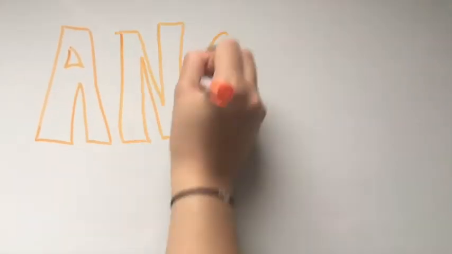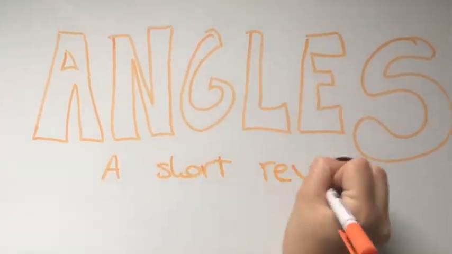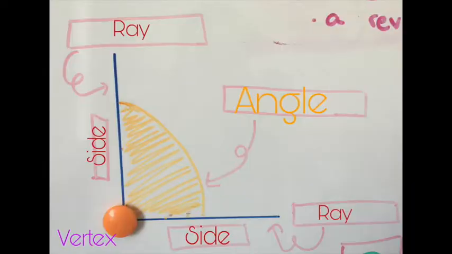First of all, we are going to do a short review about the angles. This is an angle. As you know, an angle is the part of a plane located between two rays, called sides, which are born in the same point, called vertex.